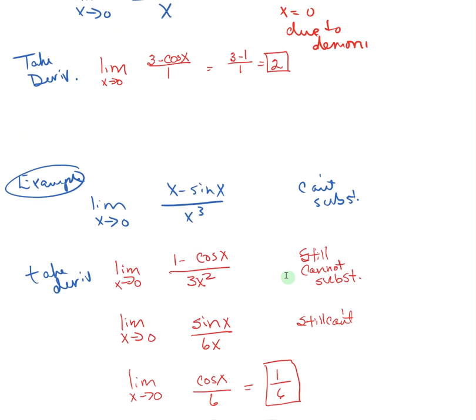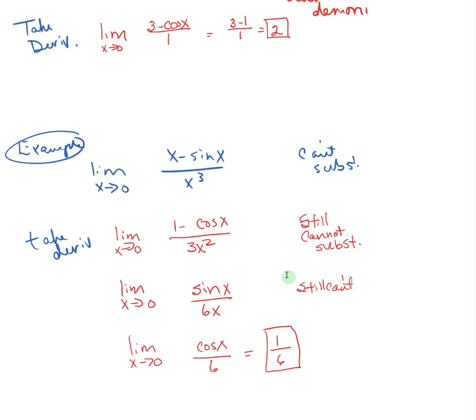If it doesn't work the first time, you can continue to try to see if it works. And unless you get in a loop, like with an e to the x, something that's never going to change, you usually will get to something that will work. So on this one, you can't substitute. So we take the limit. We get (1 minus cosine x) over 3x squared. Still can't plug in 0.